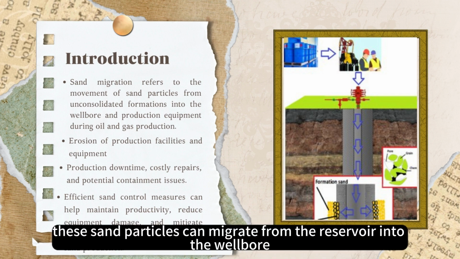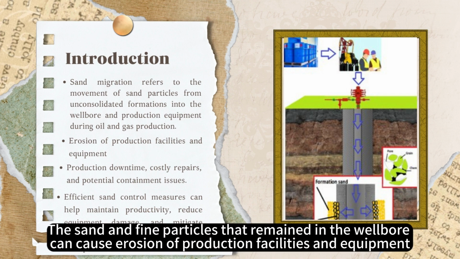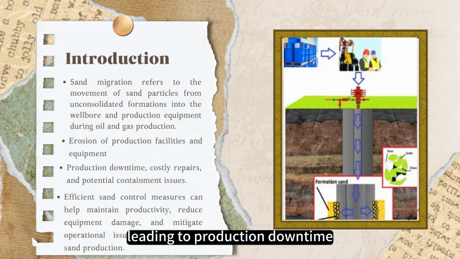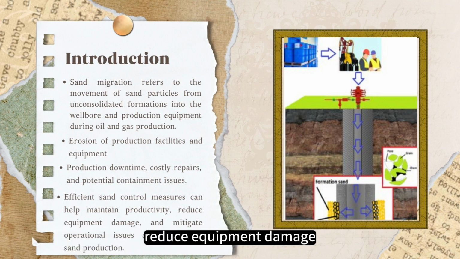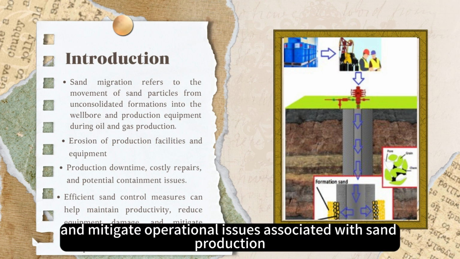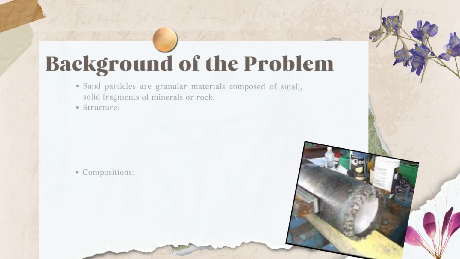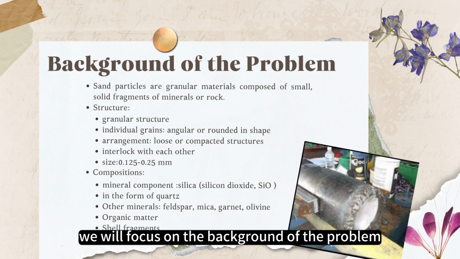Then, these sand particles can migrate from the reservoir into the wellbore. The sand and fine particles that remain in the wellbore can cause erosion of production facilities and equipment, leading to production downtime, costly repairs, and potential containment issues. With that, efficient sand control measures should be done to help maintain productivity, reduce equipment damage, and mitigate operational issues associated with sand production. Next, we will focus on the background of the problem.